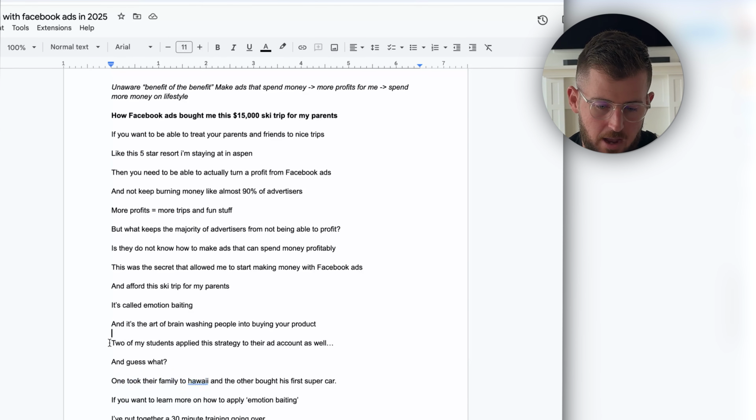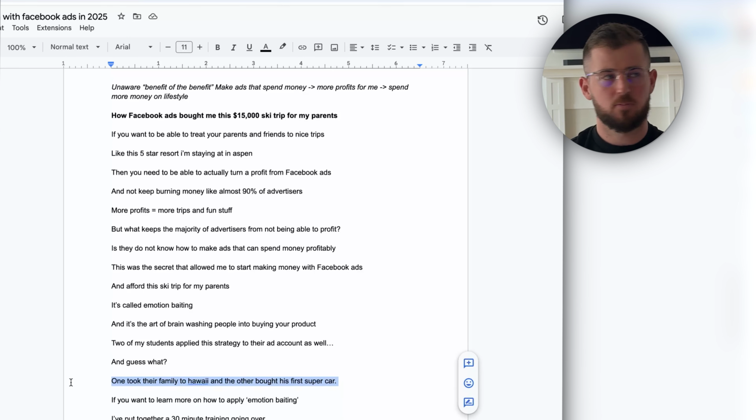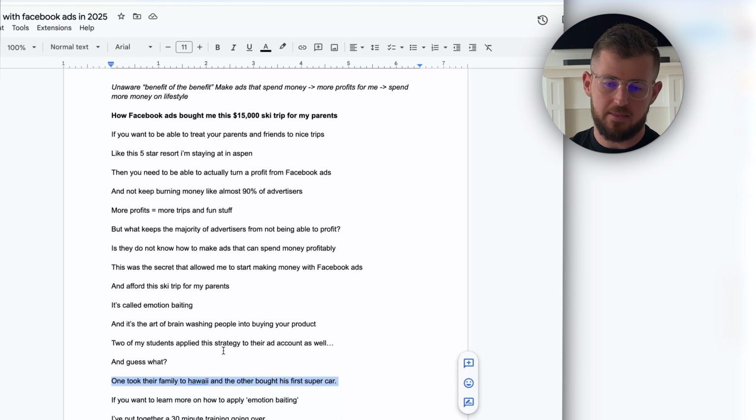So notice how I've really focused on Hawaii and supercar. I didn't really talk about spending over $100,000 profitably. Why? Because I was going after more unaware people, and I was starting off with the people that want to travel, want this big trip. And I only want to focus on the benefits around being able to go on these cool trips due to Facebook ads and how this strategy allowed that to happen. So I just want to be very clear on that. That's why I didn't call out spending a ton of money profitably, because that's not the type of people I wanted. This is more of an unaware, less in-market people that I'm going after.